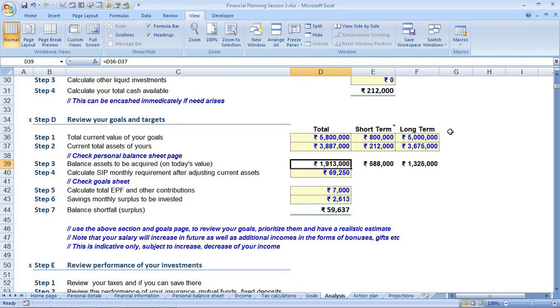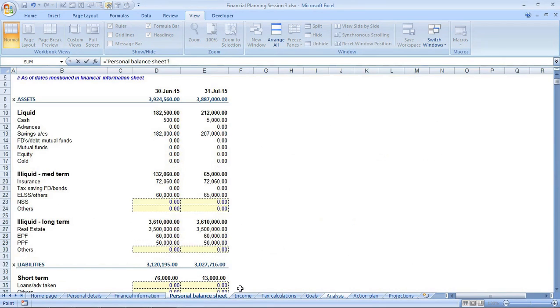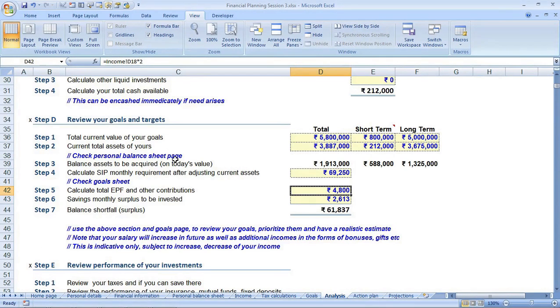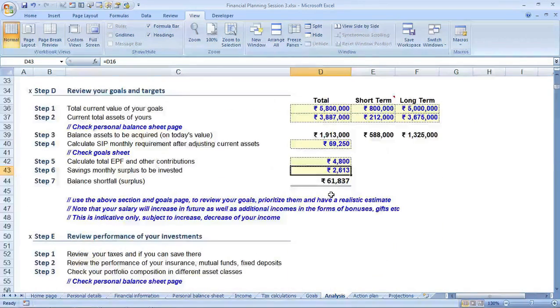So these are the assets to be acquired, both short-term and long-term, and we also found out how much the SIP requirement is for that. This EPF contribution, adding the employer contribution as well, and whatever the surplus he gets, he's still short of 61,837.